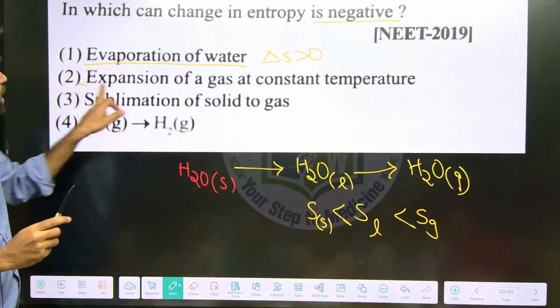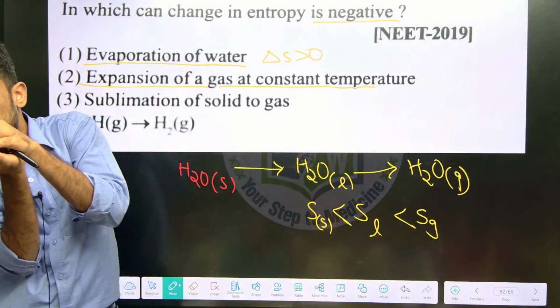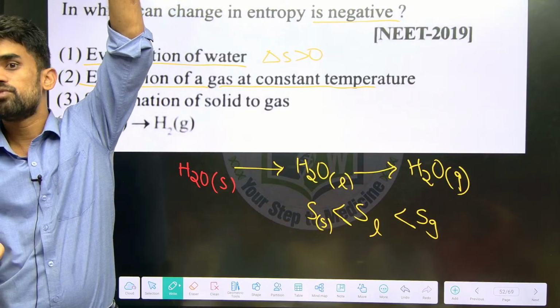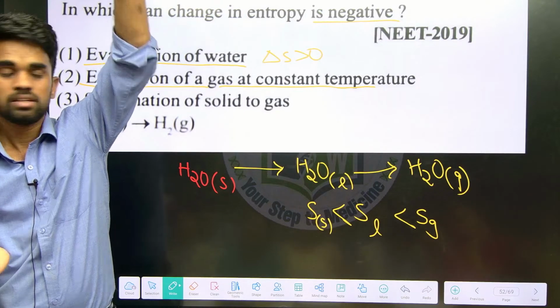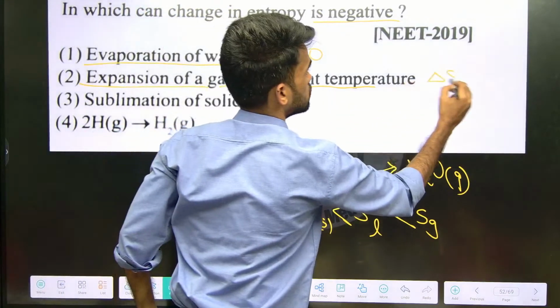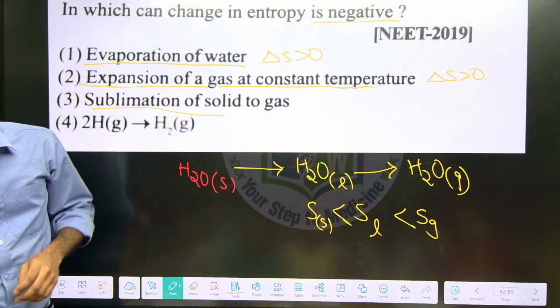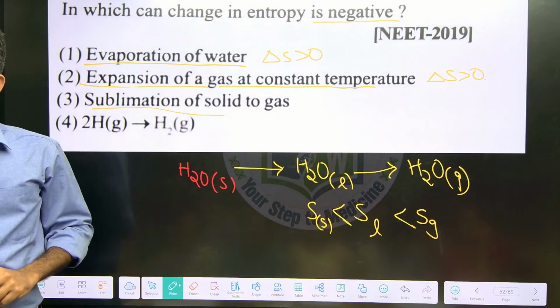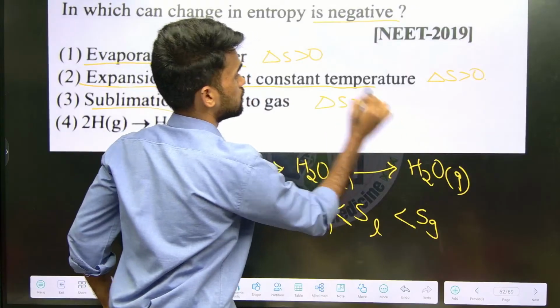Next, expansion of gas at constant temperature. See, initially gaseous particles are in a small volume. Now a big volume. What happens? Their mobility increases, randomness increases or decreases? So here also positive. Next, sublimation of solid to gas. Sublimation means what? What happens to entropy? So here also delta S is positive.